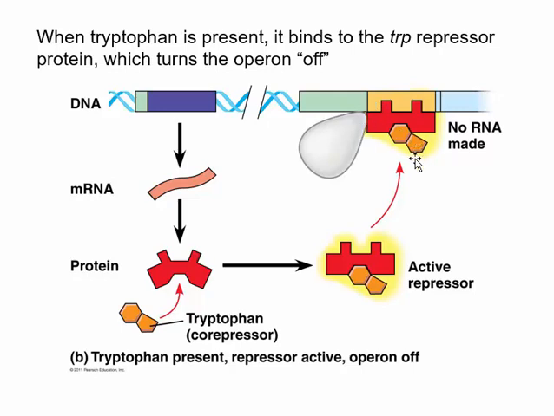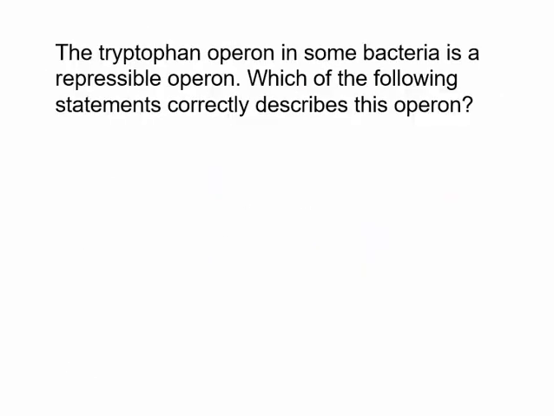So when there's lots of tryptophan, we don't need to express this tryptophan synthesizing operon. And therefore, this active repressor will now block that transcription. All right, so the trp operon is repressible. Which of the following correctly describes this operon?